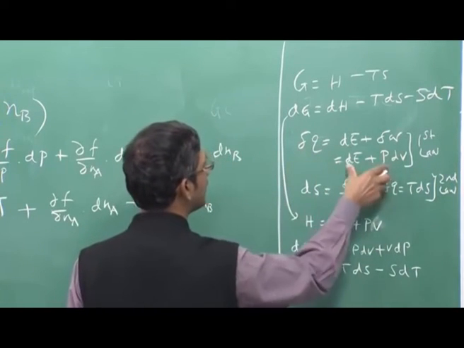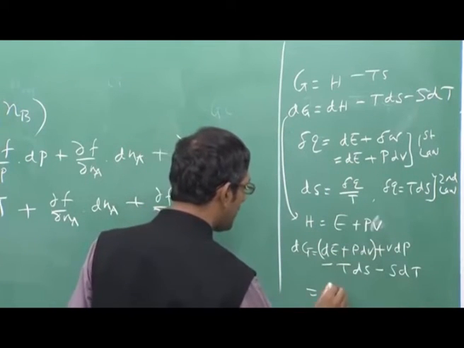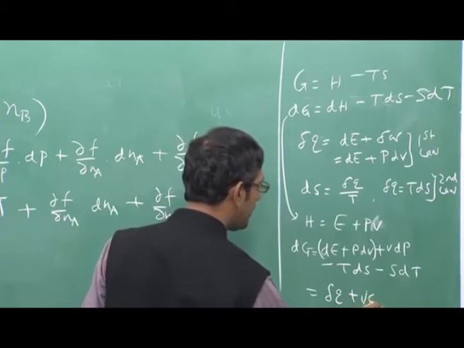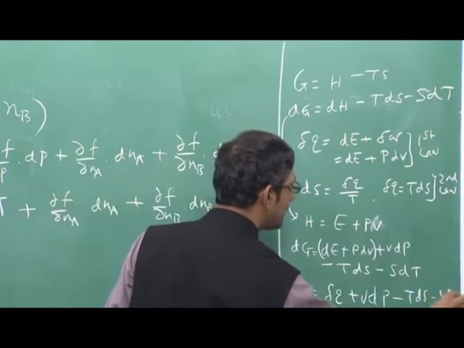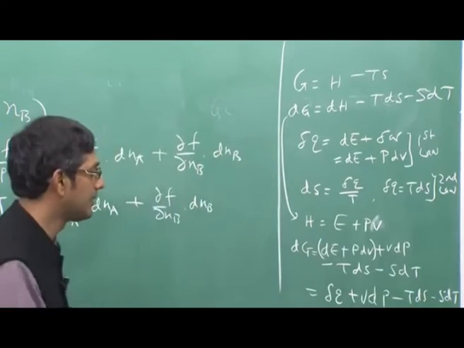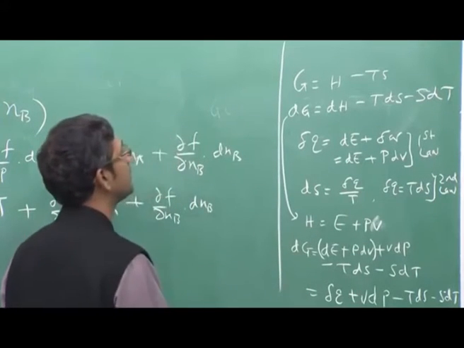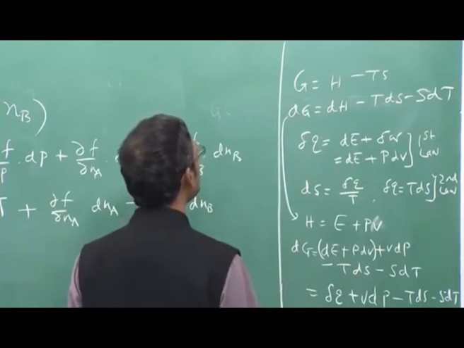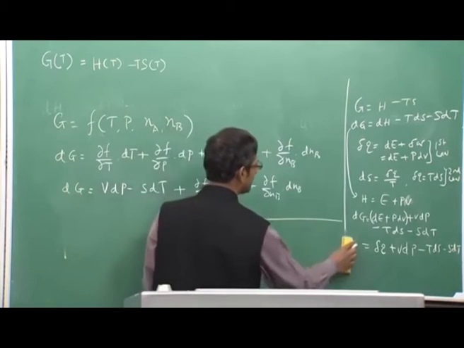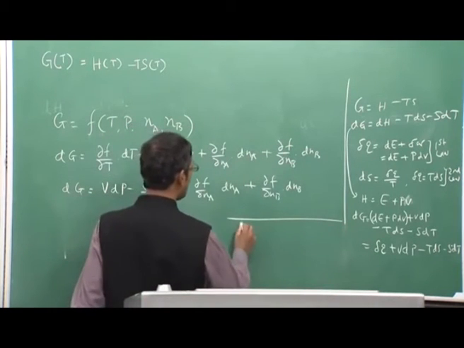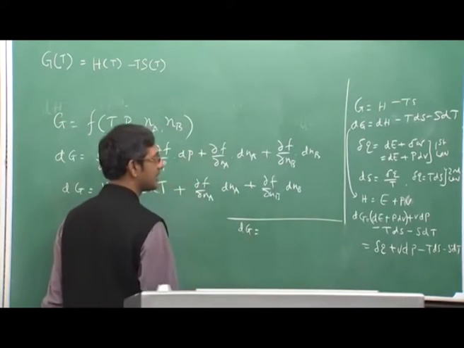I can write down from the first law dE plus P dV is equal to del Q. So this dE plus P dV becomes del Q plus V dP minus TdS minus SdT. Is it clear? So now I just go up and write down these things because you can't see from the pattern. So it is very clear: dG is equal to del Q plus VdP minus TdS minus SdT.